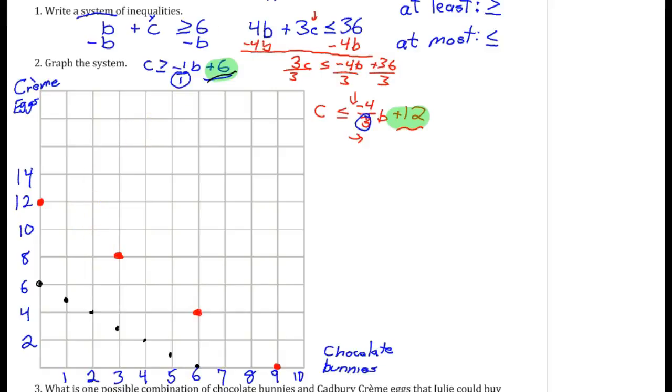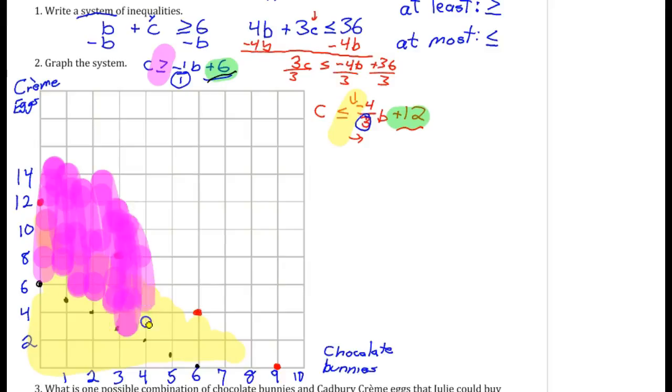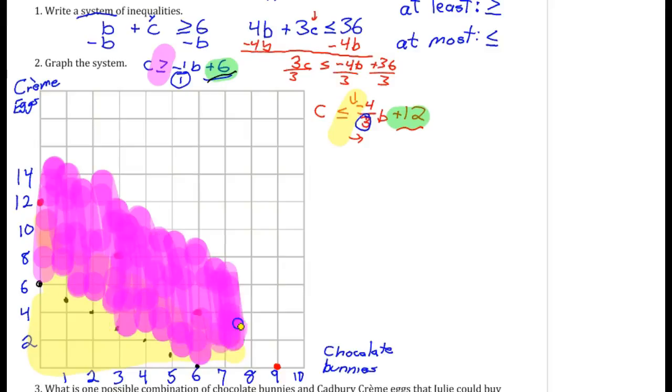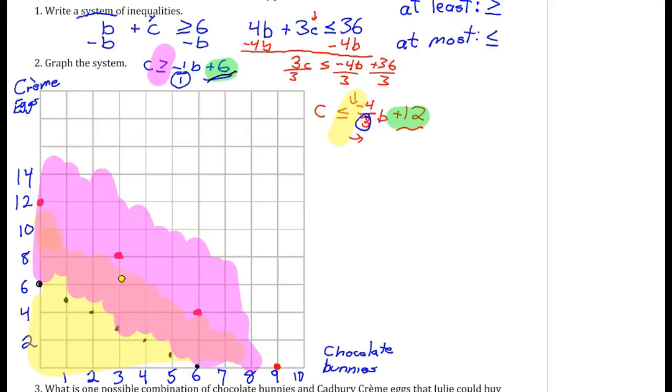Now, the shading. I want to shade everything less than the red, everything below the red, that's all of this. All this is less than the red. But I also want to shade everything above, greater than the blue. That's all of this. And your answer is where they overlap. That's beautiful. So you can see it's right in between the two. That's the answer.